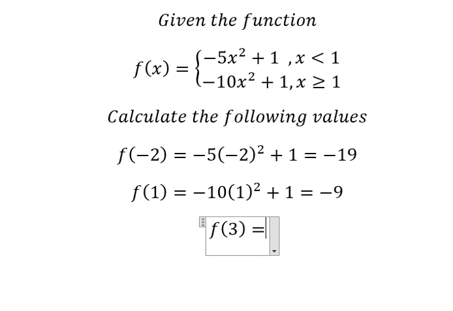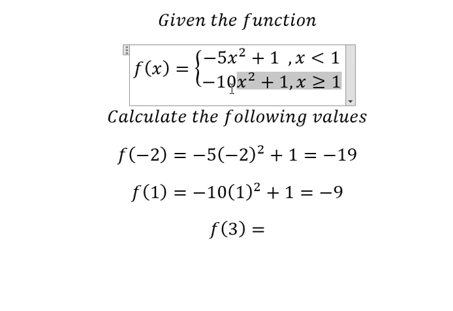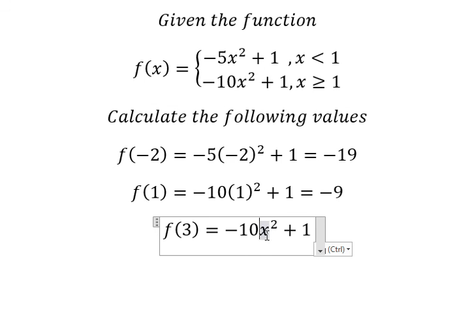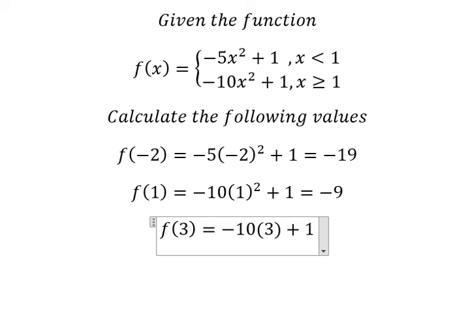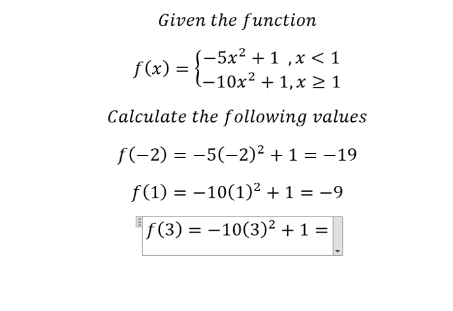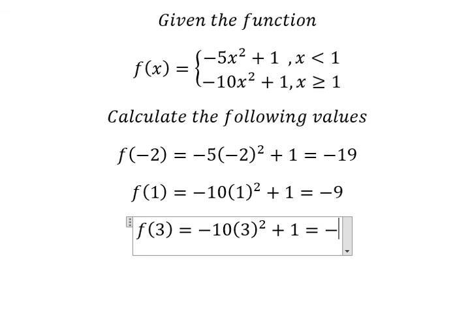And the next one, we know that positive number 3 is greater than number 1 in here. So number 3 belongs to this one. And now we have the final answer. That is about negative 89.